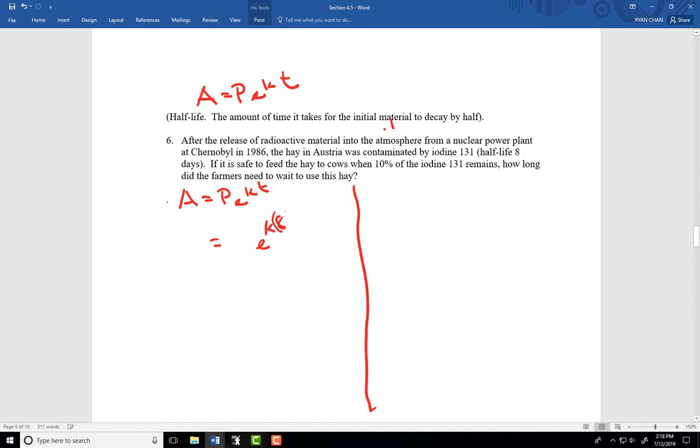Now, here's the situation at hand. I don't know my initial amount, and I don't know my final amount. But I do know after 8 days, it's going to cut in half. That's my half-life. So you can just make up any number. The easiest is always to use like 100 or like 10. So I would say if I'm starting off with 100, that means my new amount will be cut into 50. It's been cut in half. So I have the following here.